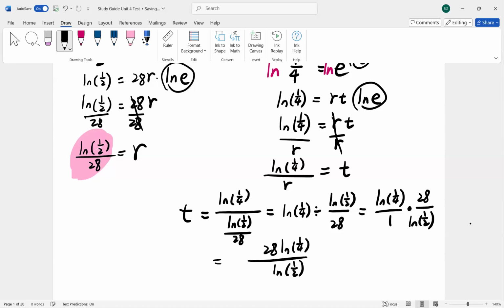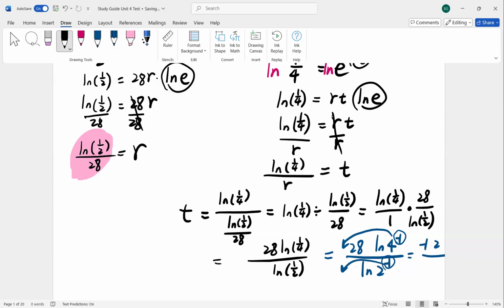This is good enough to enter in a calculator, but if you want to play with it, I can. Of course, it's not very necessary. It's optional. I can write ln 1/4 as ln 4 to the power -1, and write ln half as ln 2 to the power -1, right? A quarter is 1 over 4, which is 4 to the power -1. 1 over 2 is 2 to the power -1. And we can move the -1 in front, and we have -1 times 28.